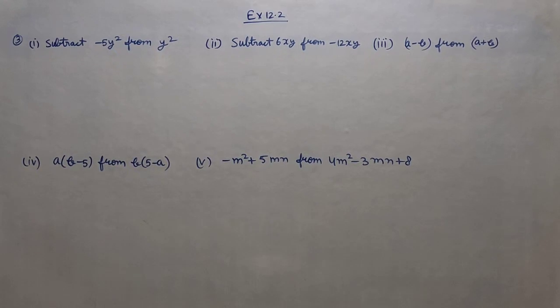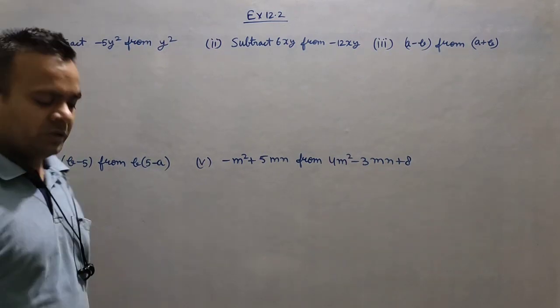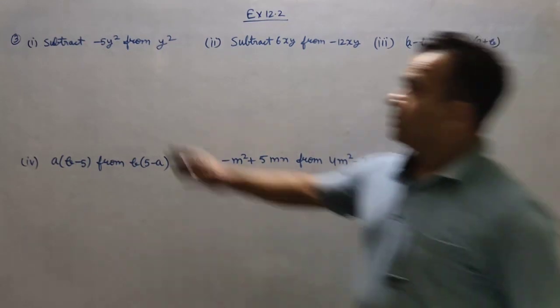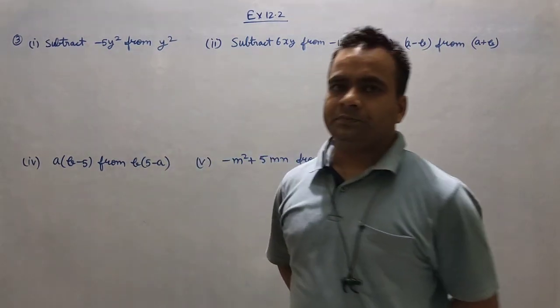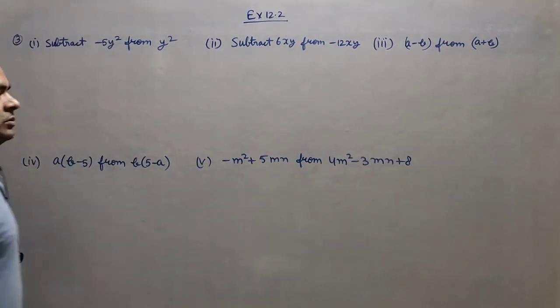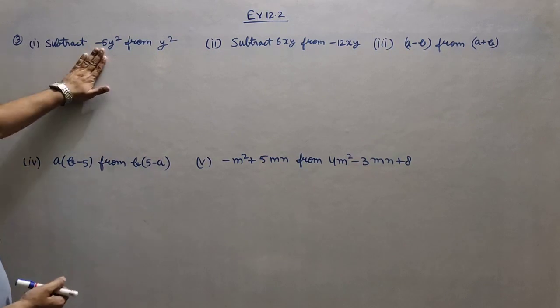Hello students, this is exercise 12.2 question number 3. Now I have taken 5 parts here, and in this particular question we have to subtract one term from the second term. So what is the procedure? In these questions you should understand the concept first. So subtract this value from this.